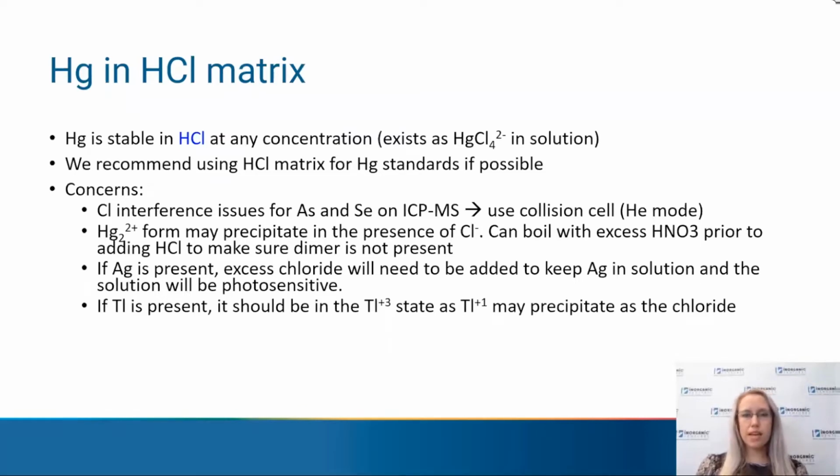Another concern is if you're having silver in your standards or your samples. Silver will precipitate with trace chloride. So if you do have silver, you want to make sure that you have an excess of chloride to stabilize the silver. Anything 10 ppm or less of silver can be stabilized pretty well in 10% hydrochloric acid, but higher concentrations are going to require a larger hydrochloric acid concentration. So if you have any questions about that, definitely reach out to our technical team.